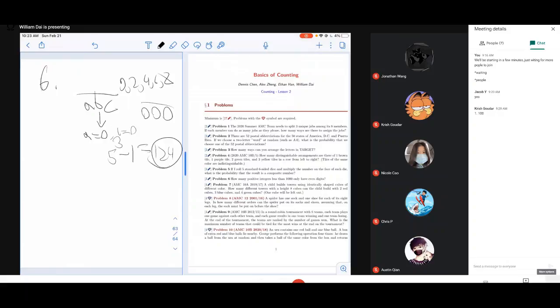Okay, now we're on 7. Actually, sorry, I'll give you guys some time to solve 7, because I realized I was kind of rushing through the other problems here.